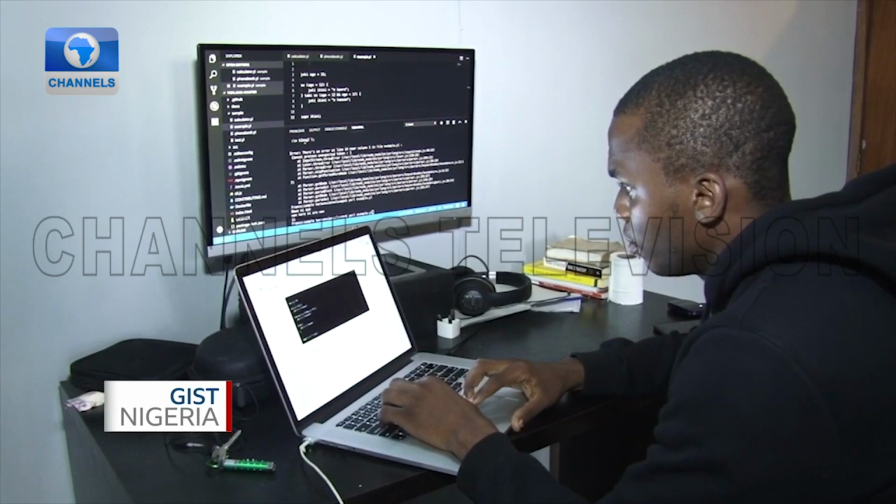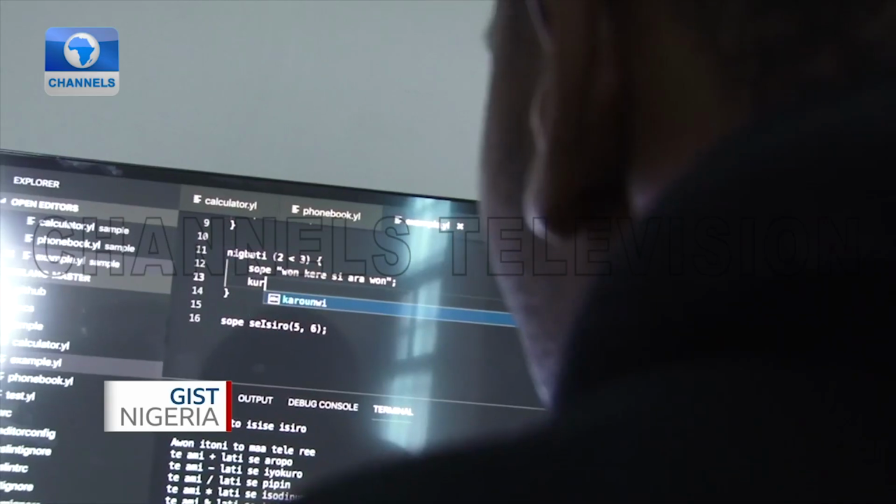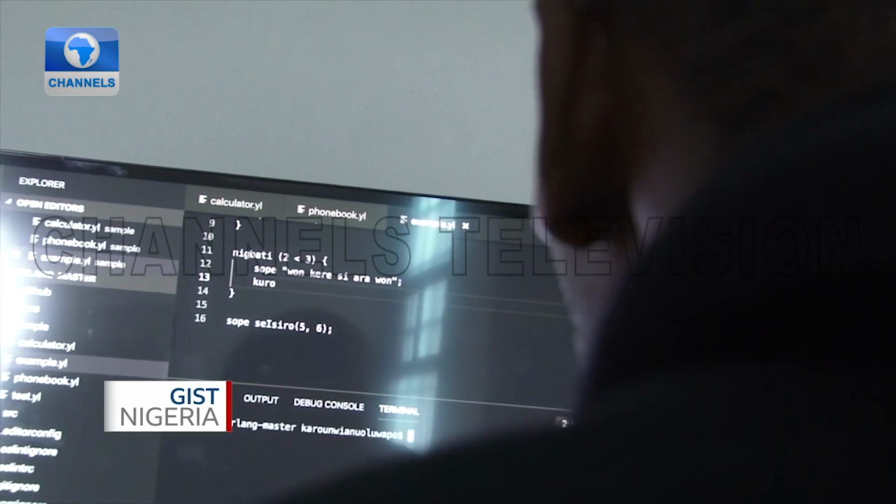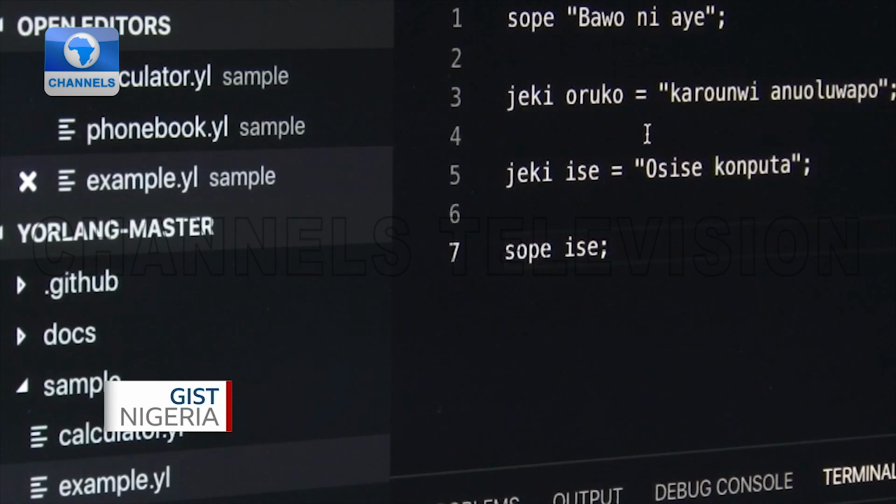Anuoluwapo's aim is to ease the learning process of coding as well as prove that local languages can have a place in the technology sphere.